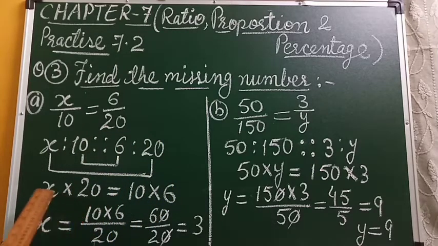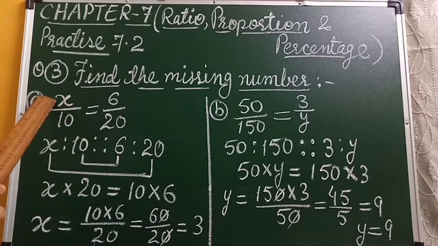Okay, so x will remain on the left hand side and 20 will go to the right hand side in the denominator. So 10 multiplied by 6 divided by 20. When we simplify 60 by 20, we will get 3. So the value of x is 3. In this question, we have found the value of x is equal to 3.